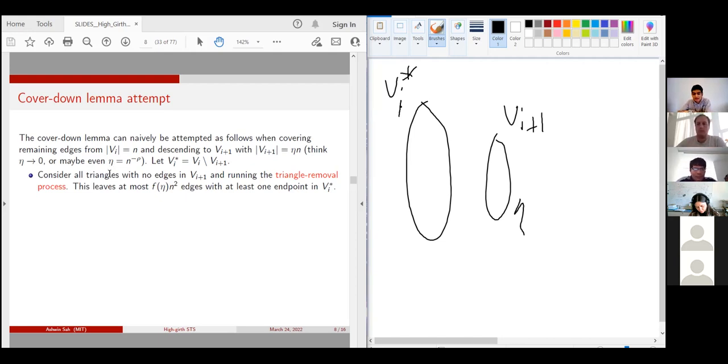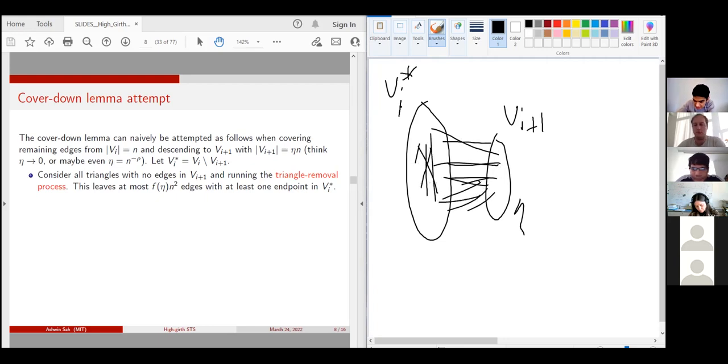So first let's consider all of the triangles that either use, so we have these edges, right? And we have these edges. So let's just look at this graph basically. So every edge except for the ones in V_{i+1}. And let's consider all triangles in this graph, and let's run a triangle removal process. So explicitly, we just take a uniformly random triangle and we remove it. And then we take a uniformly random triangle again, that doesn't intersect the previous one, and we remove it, and so on and so forth for a long amount of time.